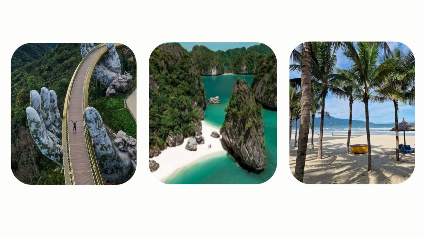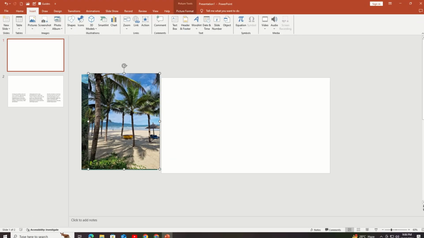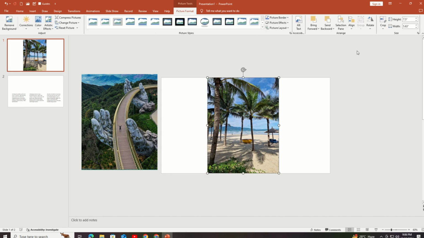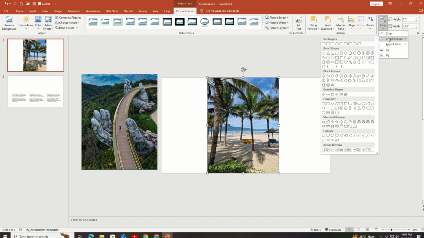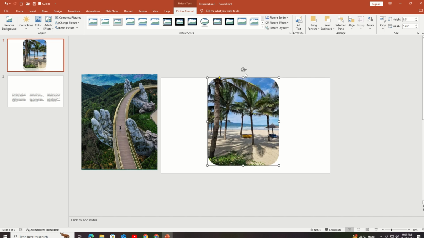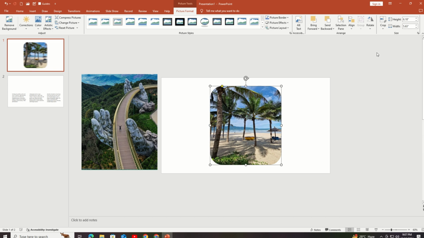So in this video, I'm gonna show you how to make this amazing PowerPoint template. So let's start. First of all, insert three of your images, go to Picture Format, go to Aspect Ratio and Crop to Shape, and choose Rounded Corner Rectangle, and you're gonna decrease the size of that rectangle.